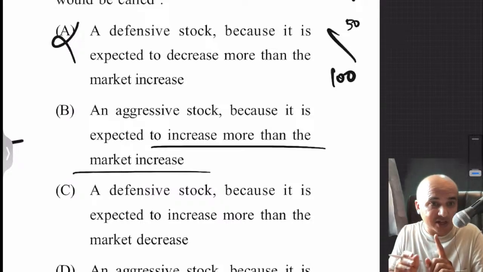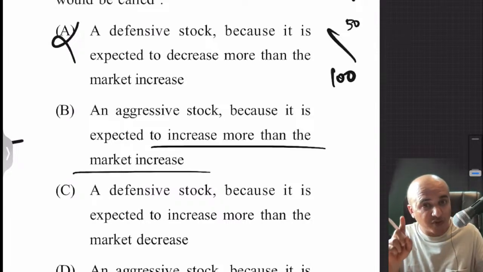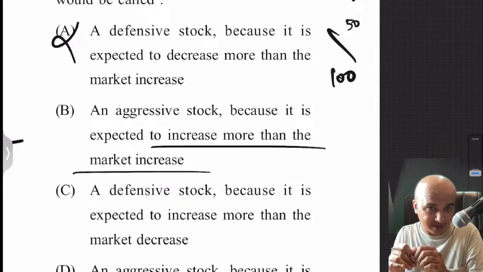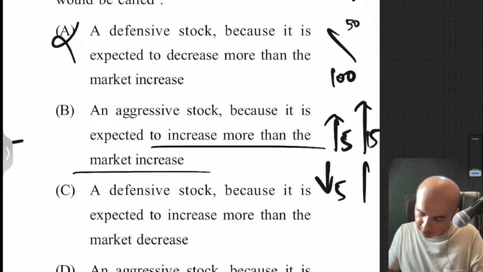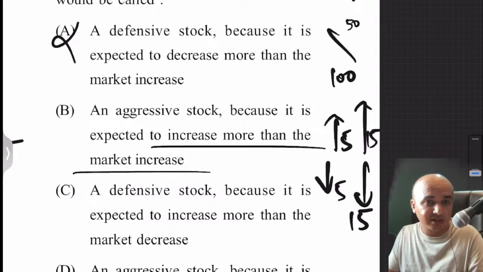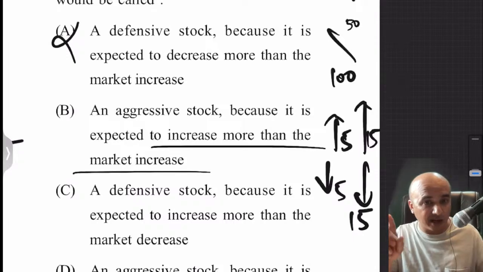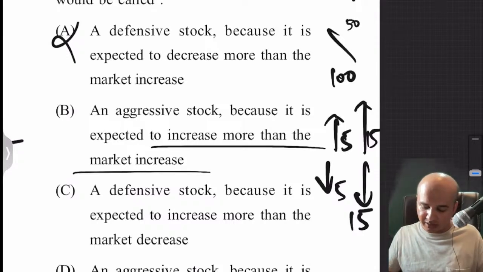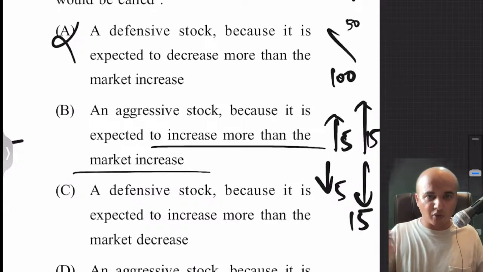If the beta is more than 1, what does it do? Its responsiveness will be far more compared to the market upswing or downswing. If the market increases by 5 points, this will increase perhaps by 15 points. If the market goes down by 5 points, it will probably go down by 15 points. So therefore it is called an aggressive stock when the beta or the sensitivity to the market movements is more. It is more than 1, more than unity.